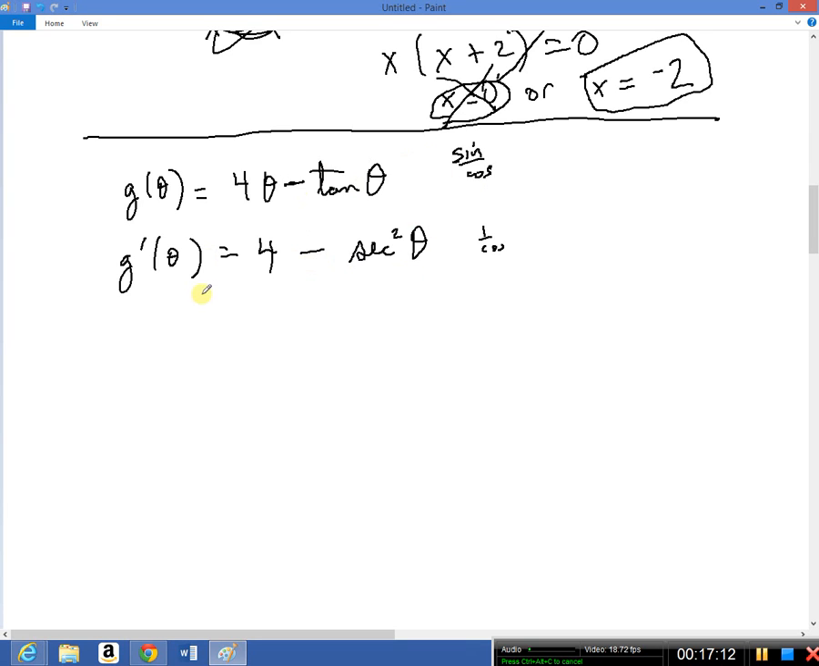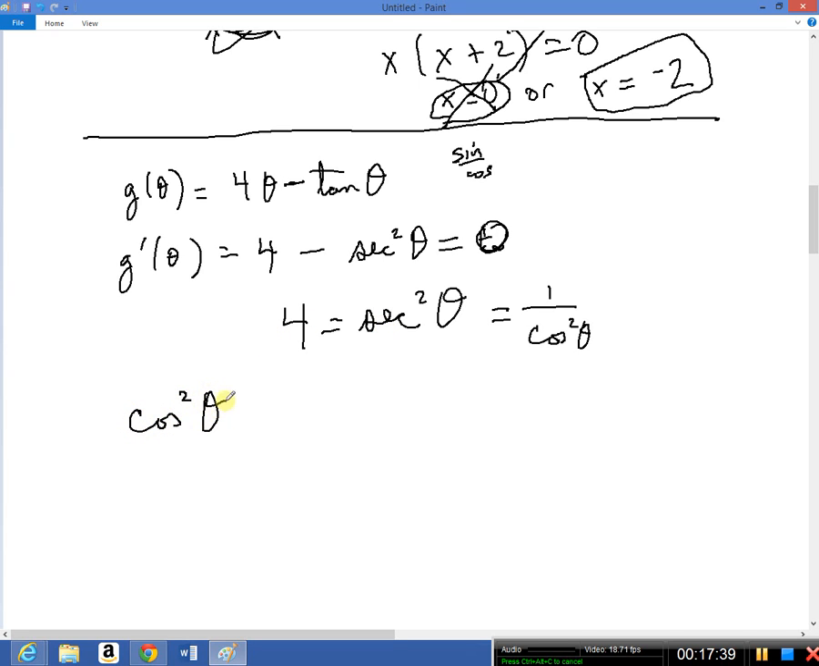Okay, so this derivative will never be undefined, but I can make it equal to 0, and that just says 4 equals secant squared of theta. So now I'm going to be a little bit careful. How can the secant squared be equal to 4? Let's break that into sines and cosines. That would be 1 over cosine squared theta. So if I multiply this out, that would say cosine squared theta equals 1/4. So cosine of theta would have to be plus or minus 1/2.